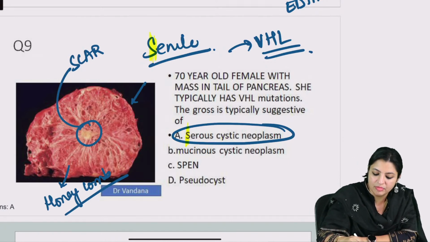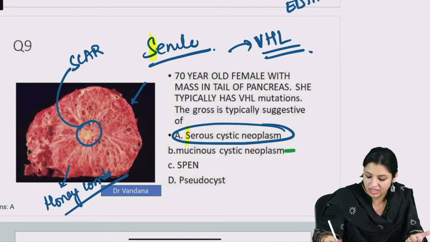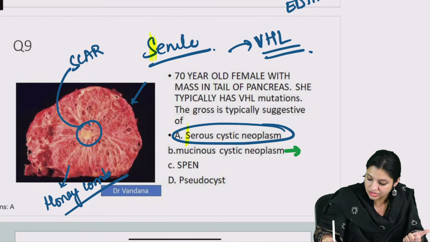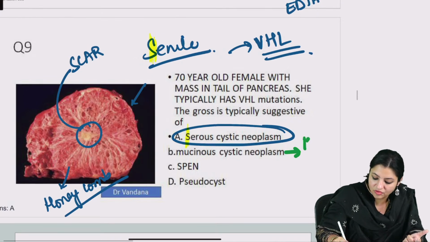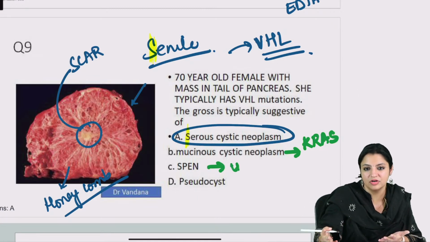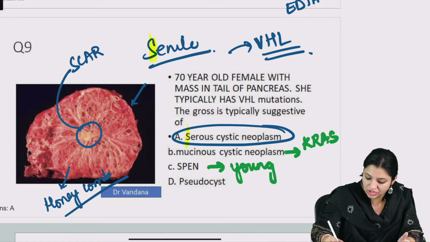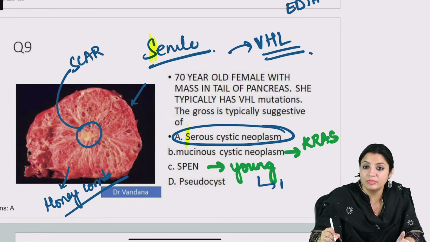Remember, mucinous neoplasms are also very common in the pancreas, and they usually have KRAS mutations. SPEN is always present in the young. SPEN is a very trendy name, no? It occurs usually in young female patients, and the typical mutation here is beta catenin. So beta catenin mutation is very characteristic of SPEN. Remember that point always. It's a very, very important point.